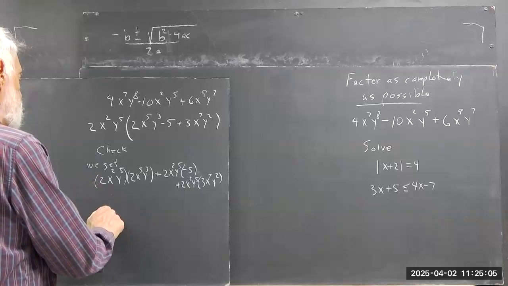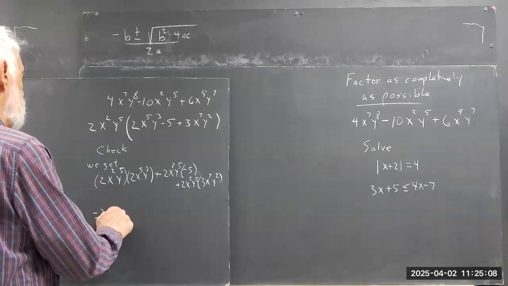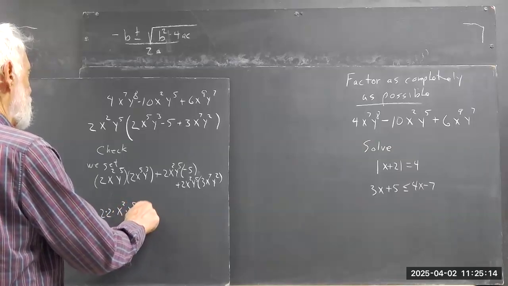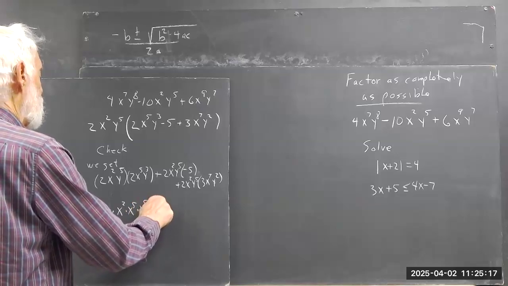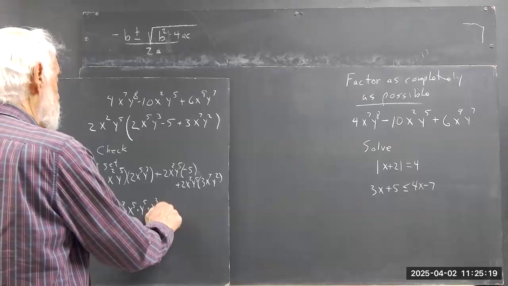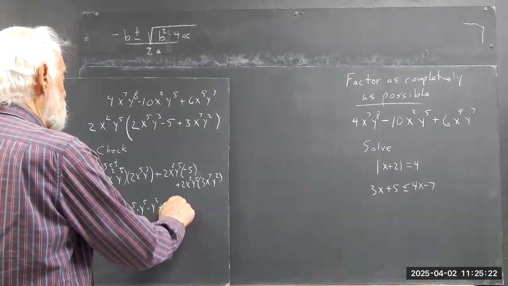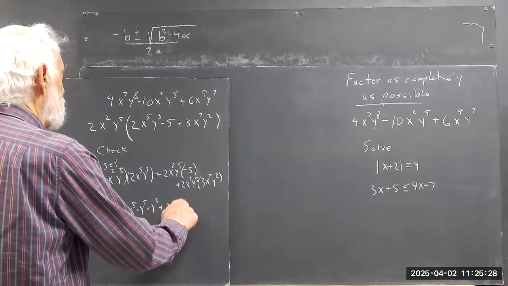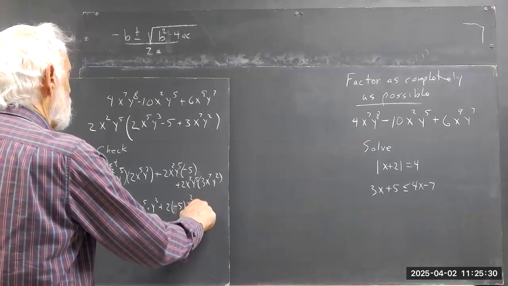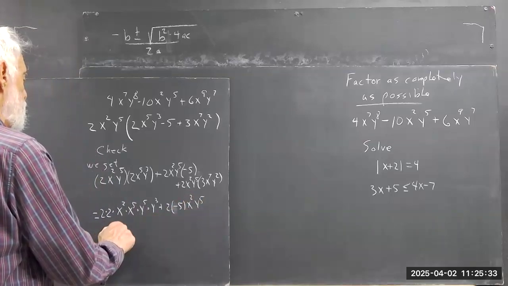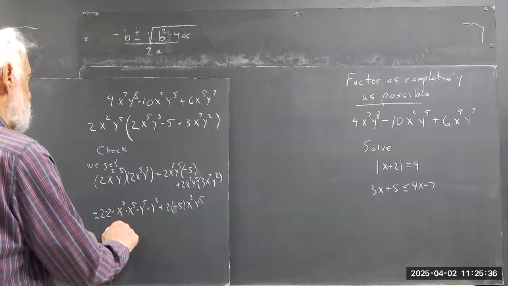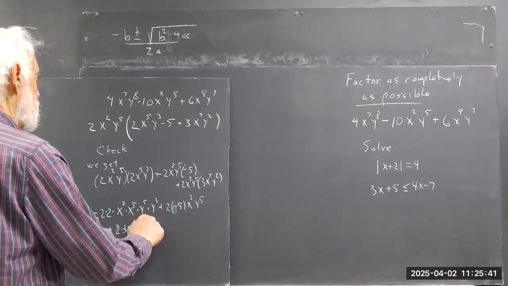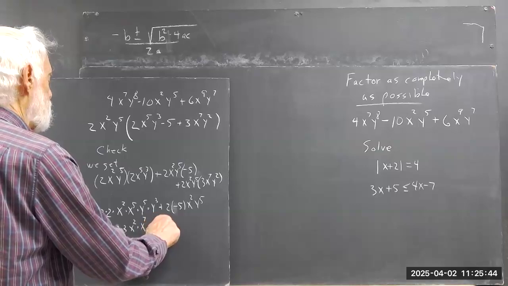Is that equal? Well, that's 2 times 2 times x to the second times x to the fifth times y to the fifth times y to the third, plus 2x squared, well, 2 times negative 5 x squared y to the fifth, plus 2 times 3 x squared times x to the seventh times y to the fifth times y squared.